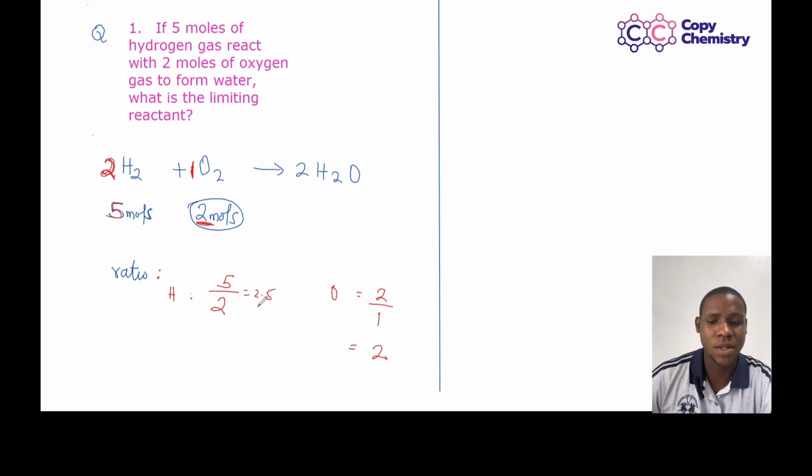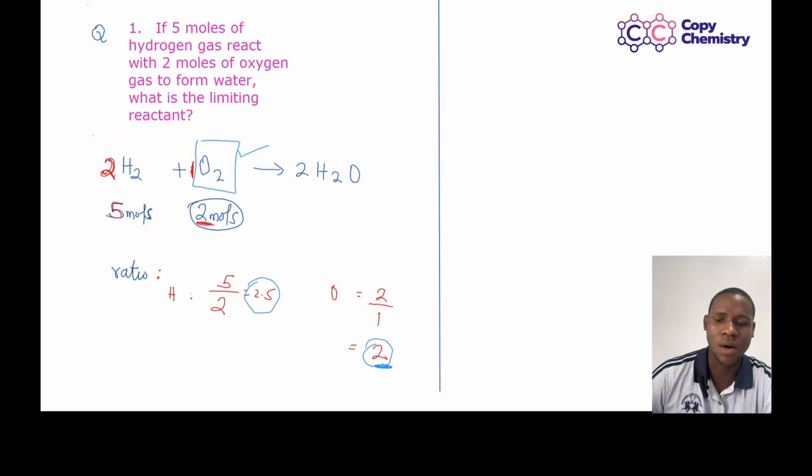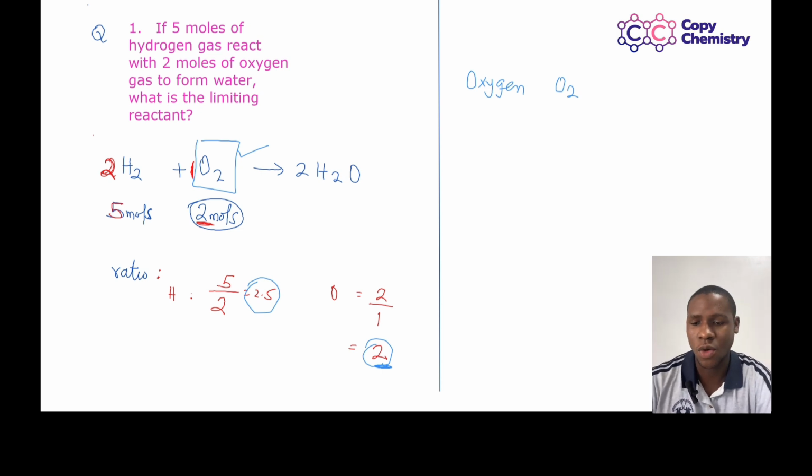Now we're to compare these two answers, 2.5 and 2, and we can see that 2 is smaller. Therefore, our oxygen is our limiting reactant. So you can conclude here by saying oxygen gas, that's O2, is our limiting reactant, and that answers the question.